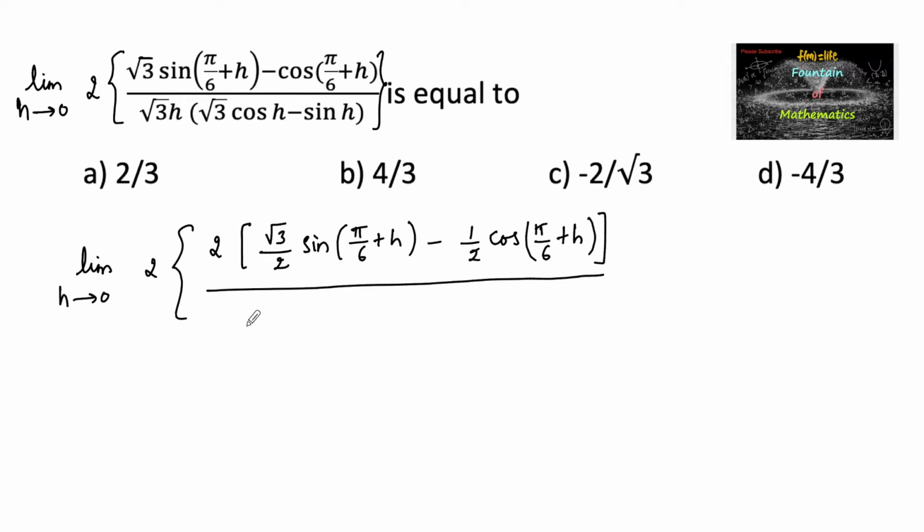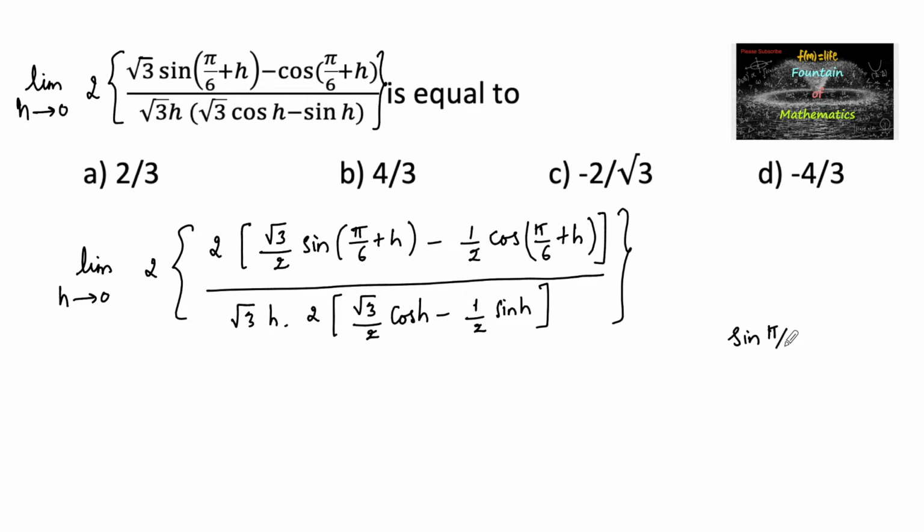divided by root 3 h into, so let us multiply again, multiply and divide with 2 in the denominator. So 2 times of root 3 by 2 cos h minus 1 by 2 sin h. And since we know that sin pi by 6 is 1 by 2 and cos pi by 6 is equal to root 3 by 2, let us substitute here.